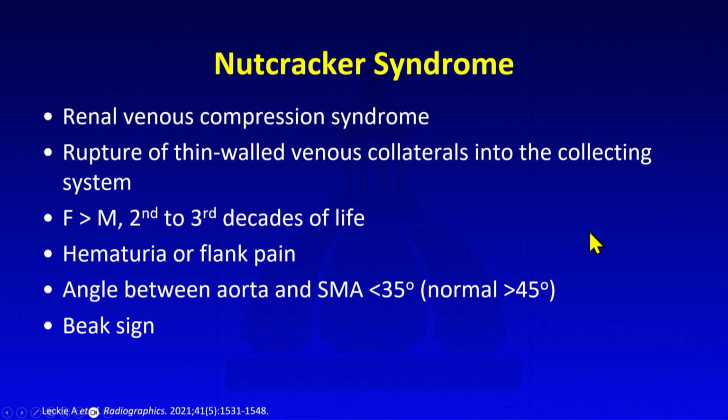You can also get non-traumatic vascular etiologies, such as nutcracker syndrome. It is a renal venous compression syndrome caused by ruptured thin-walled venous collaterals into the collecting system. More common in women in the second to third decades of life. Patients may present with hematuria or flank pain. And what we see on imaging is a narrow angle between the aorta and the SMA and the beak sign.